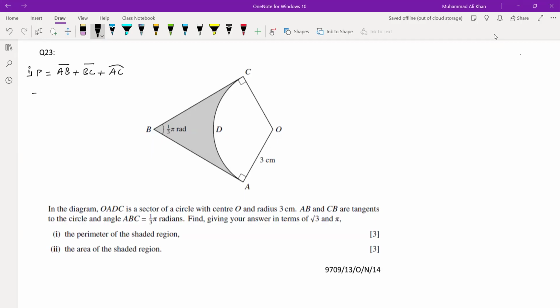These are the things. So do we have the AB side? No, we don't have the AB side. Do we have the BC? No, we don't have it. Do we have the AC side? No, we don't have this either. So how to do this? How will this be solved?